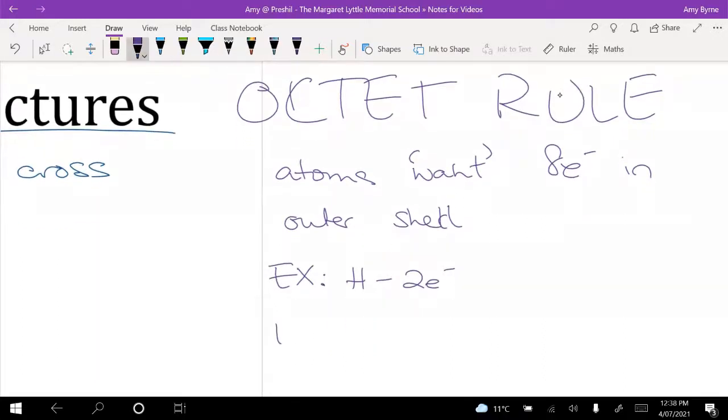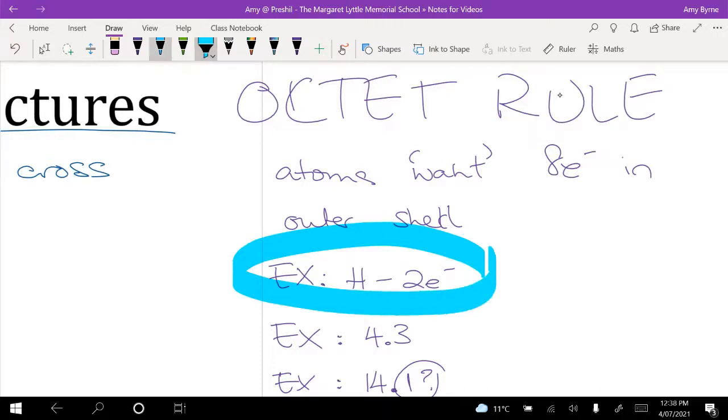There are then other exceptions that get talked about in 4.3, and there are other exceptions that get talked about in 14.1. I think it's 14.1. It might be 14.2, the HL. So for our purposes today, the only exception you need to know is that hydrogen is happy with 2 electrons. Everybody else wants 8 electrons.